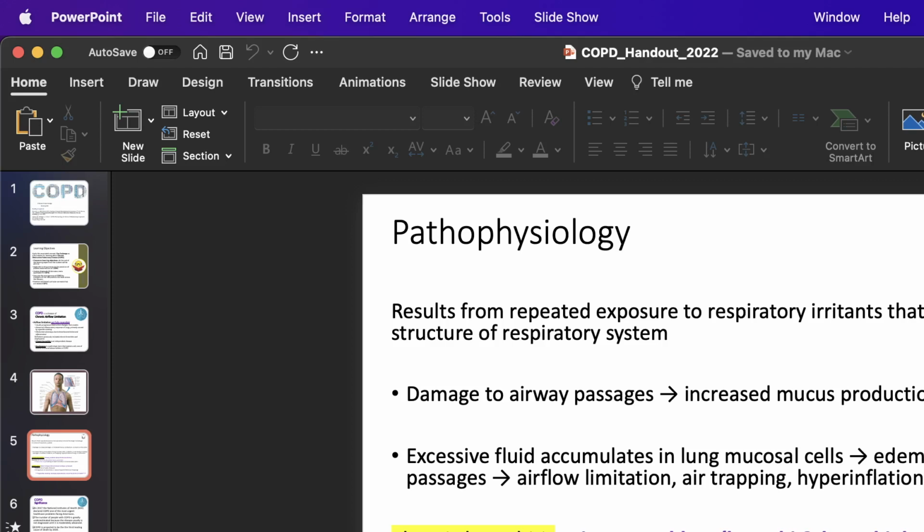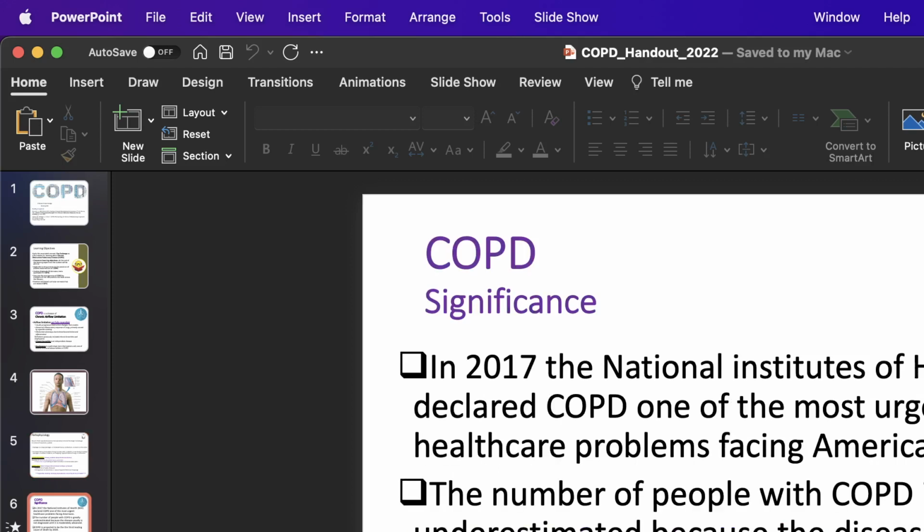Okay, so COPD significance, you're not going to be tested on this certainly, but just to give you a sense, I believe I got the information from the National Institutes of Health and the CDC. COPD is now the third leading cause of death in the United States, and it's the fourth, I'm sorry, it's the other way around. Fourth leading cause of death in the United States, third leading cause of death worldwide.